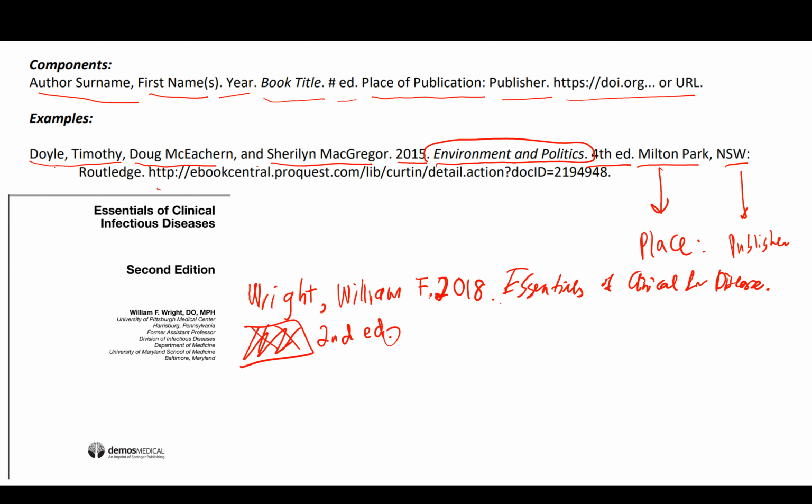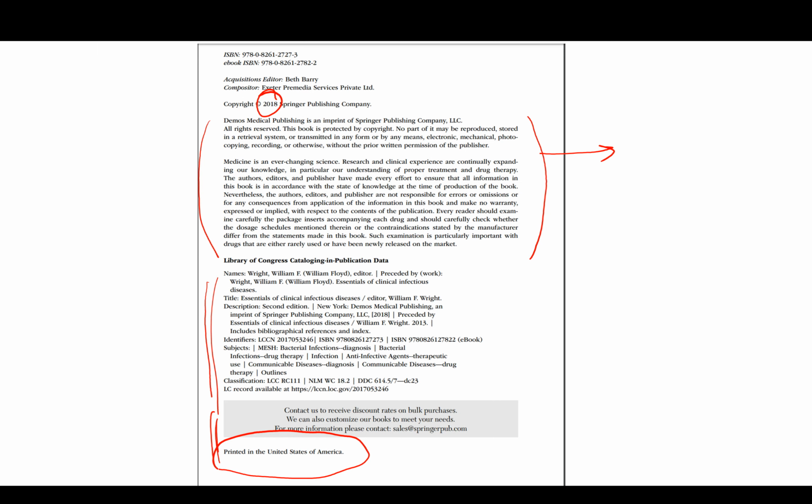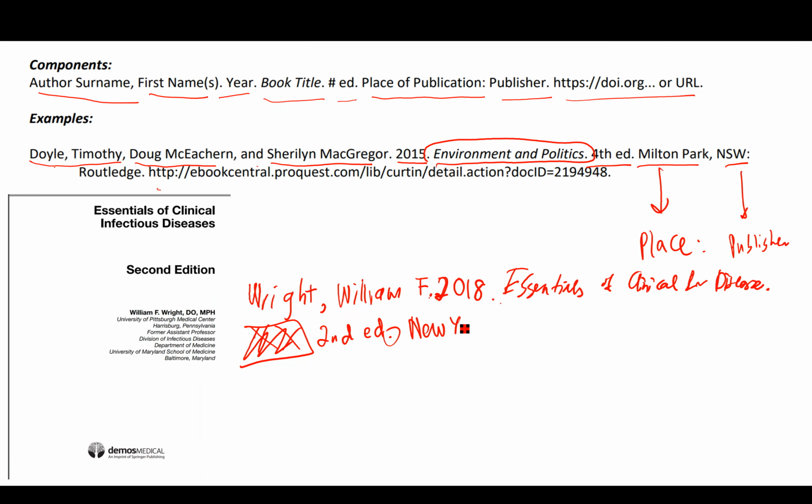Good. Moving on to the publisher. The place. Where is this published? Let's check. I have to read through. This is published in the United States. Description here, New York. It is published in New York by Demos Publishing. All right. So write New York, and then colon, Demos Medical.